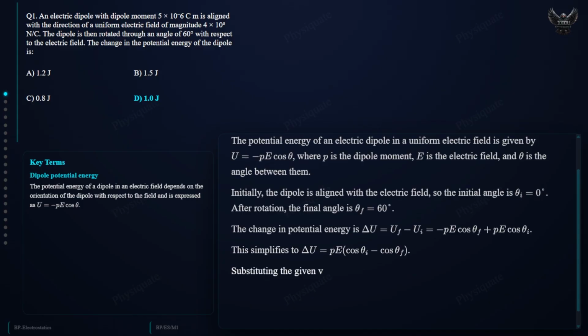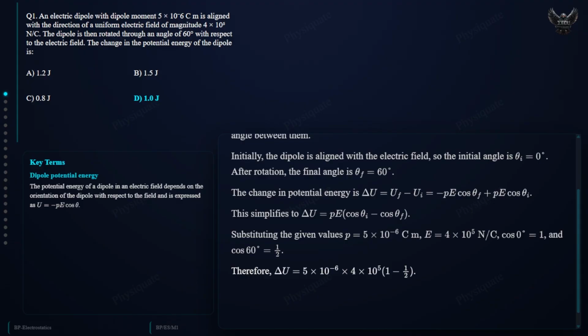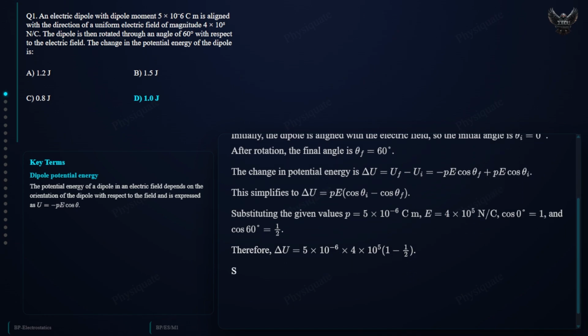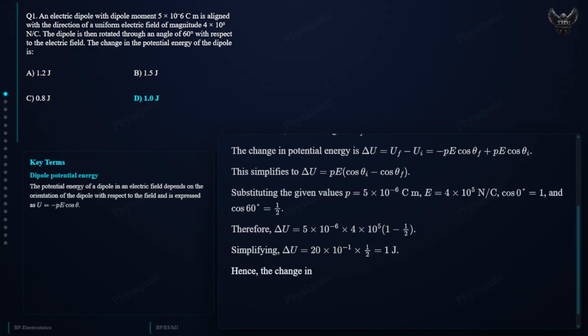Substituting the given values, P equals 5 times 10 to the power minus 6 C m, E equals 4 times 10 to the power 5 Newton divided by C, cos 0 degree equals 1, and cos 60 degree equals 1 divided by 2. Therefore, delta U equals 5 times 10 to the power minus 6 times 4 times 10 to the power 5, times 1 minus 1 divided by 2. Simplifying, delta U equals 20 times 10 to the power minus 1 times 1 divided by 2 equals 1 joule. Hence, the change in the potential energy of the dipole is 1.0 joule.